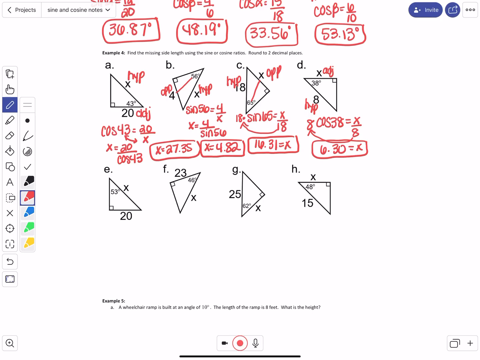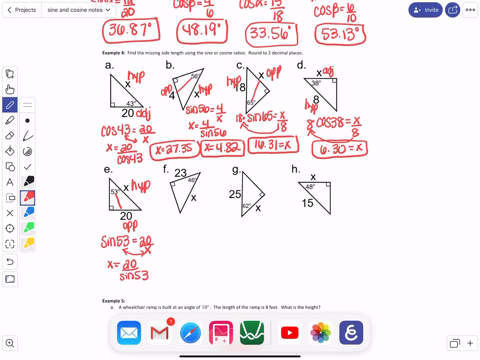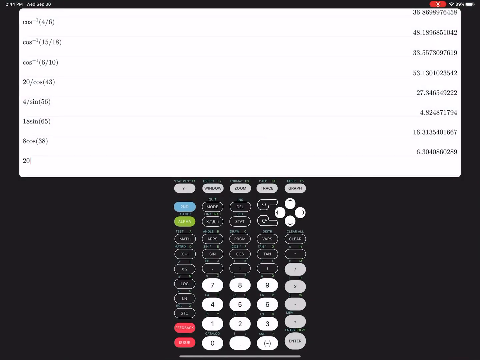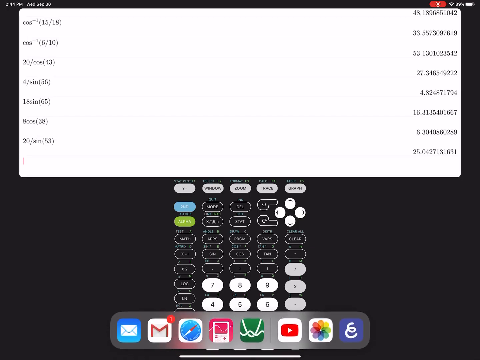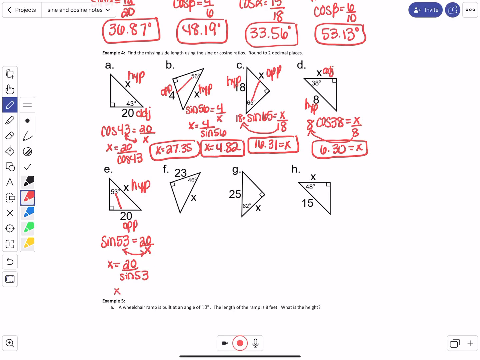Okay, so for E, here's your hypotenuse. This is going across the triangle, which means this is opposite. So we are using sine. Sine of 53 equals 20 over x. So we would switch places. If x is on the bottom, you switch these two. So x equals 20 over sine of 53. So 20 divided by sine of 53, and we'll get 25.04. So x equals 25.04.